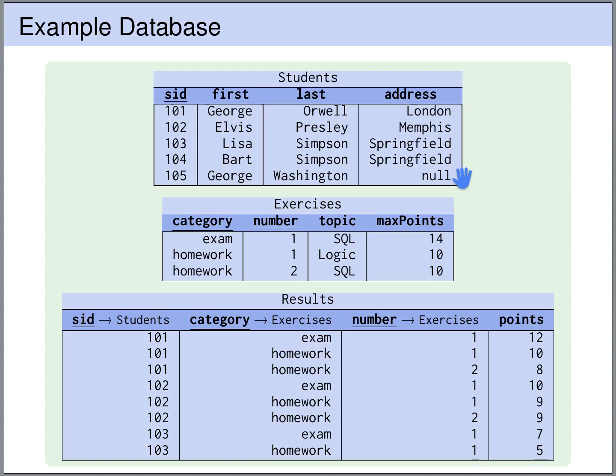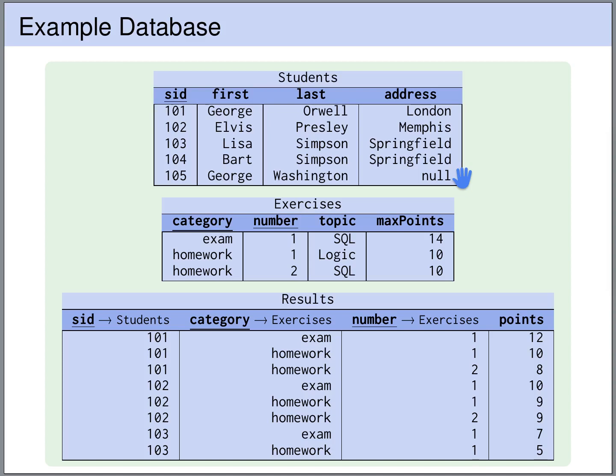Every exercise has a number, and the category together with the number form the primary key for this table. So the category and the number together uniquely identify the exercise. The topic is a textual description of the content of the exercise, and we have max points. That's the maximum number of points you can obtain for this exercise.